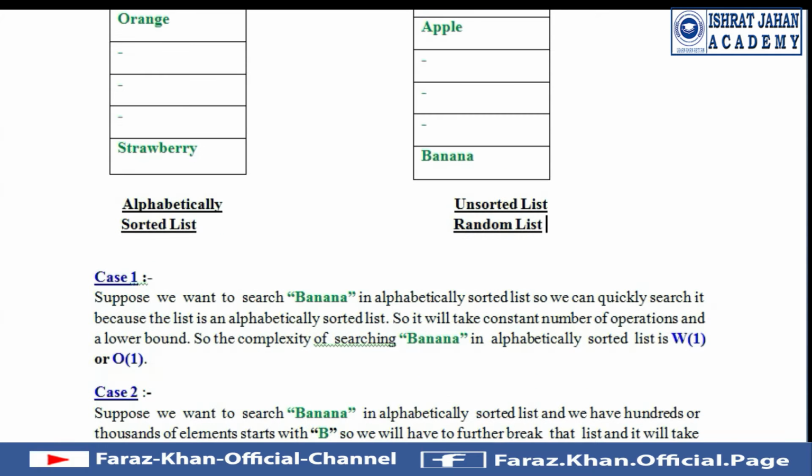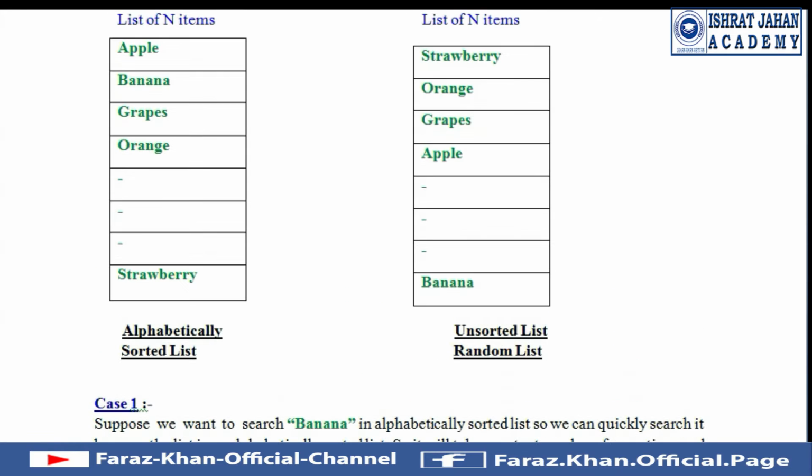Now here is case number 2. Suppose we want to search banana in an alphabetically sorted list and we have hundreds or thousands of elements that start with B. What does that mean? Suppose we want to find banana in this list and we have hundreds or thousands of elements. We never know how many elements. So obviously it won't take a constant number of operations.